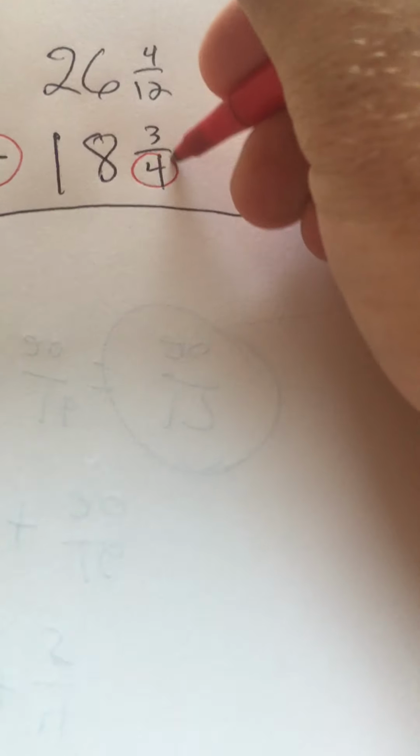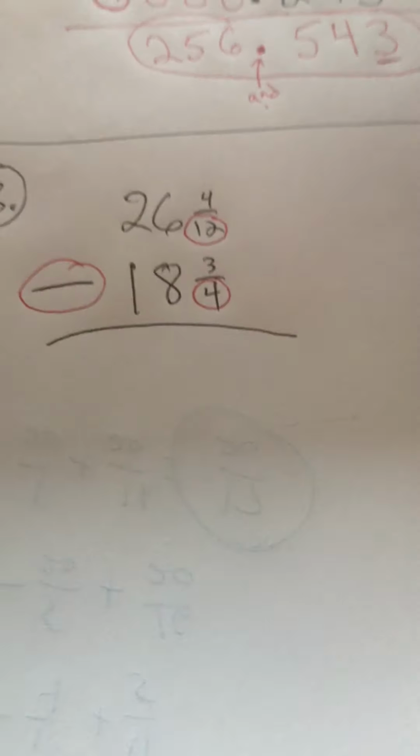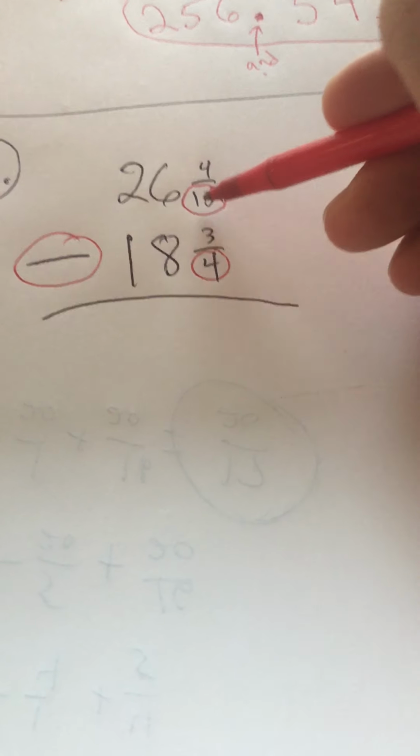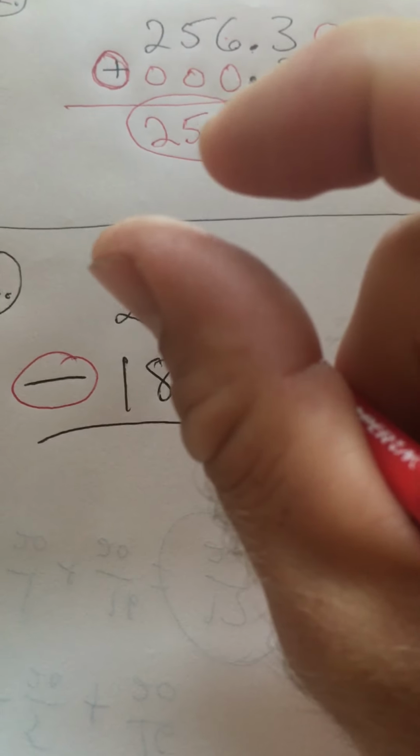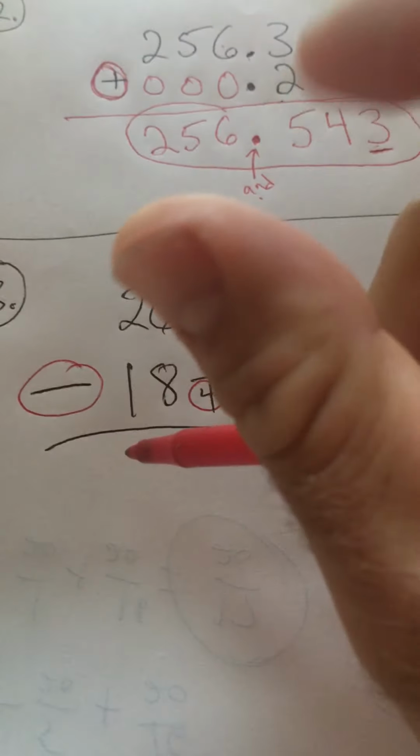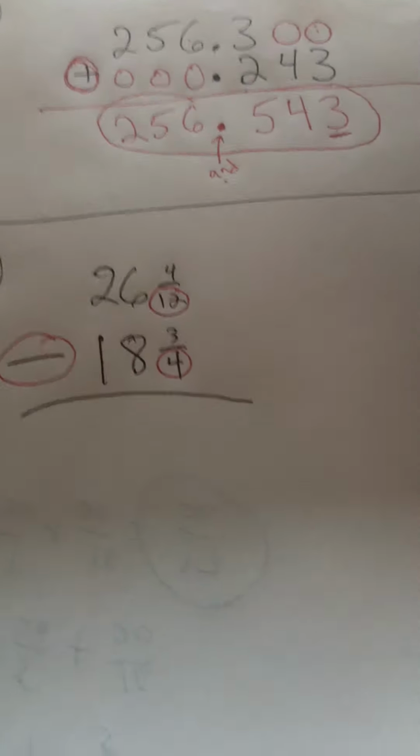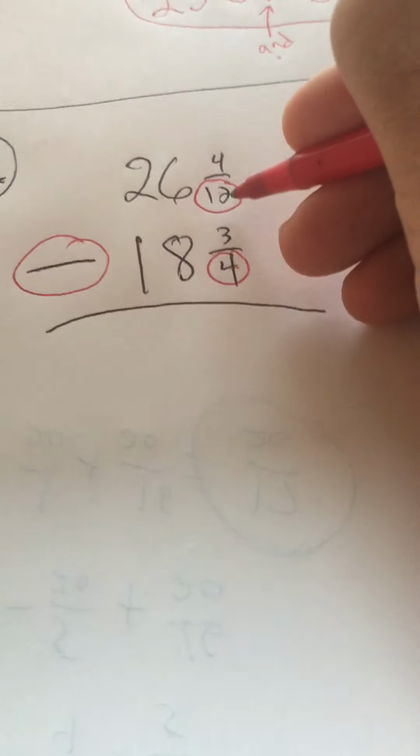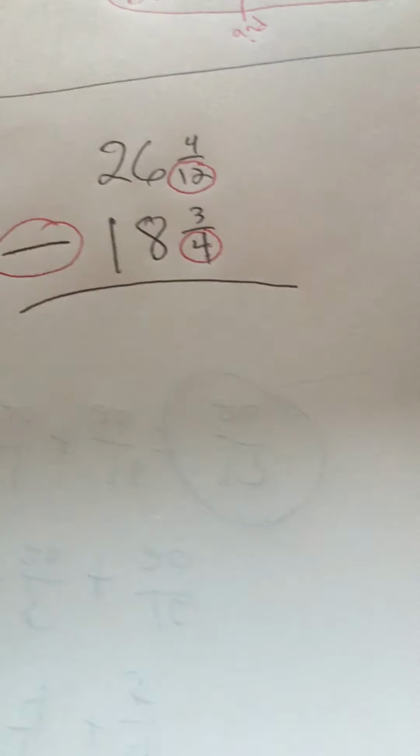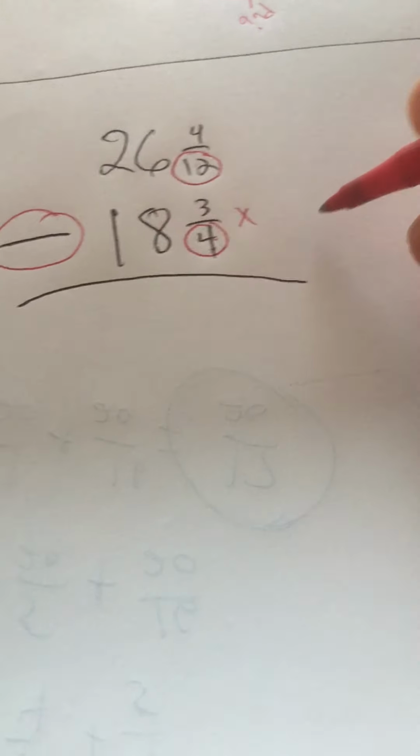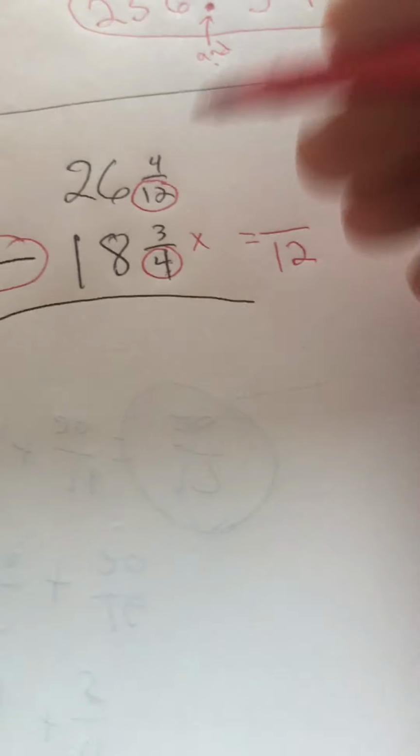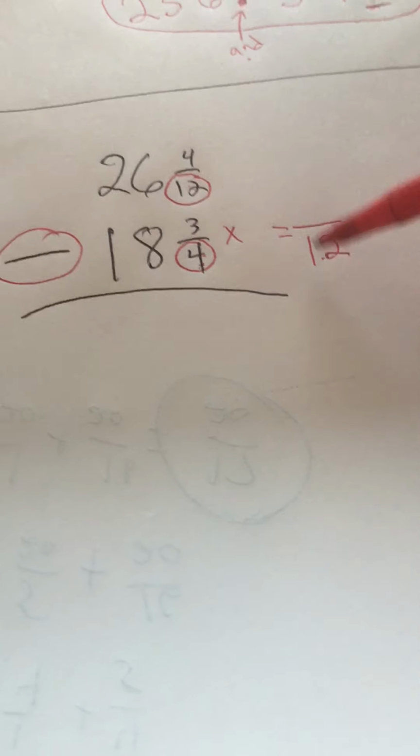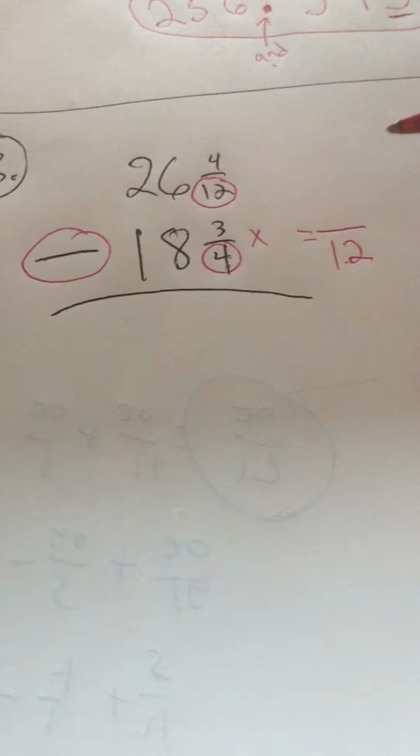Okay, so we can't subtract these yet because the denominators are not the same. There's a different number of pieces in each whole. This whole is cut into 12 pieces, so each of those pieces is much smaller. This whole is cut into 4 pieces, so each of those pieces is much bigger. So we need to make them the same size. We're going to make the smaller one bigger because 4 can multiply to get to 12. We're going to make our denominators 12. They have to be 12 so that we can then subtract these.